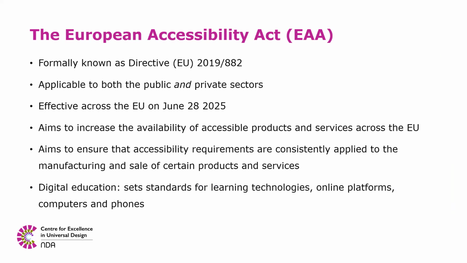Another reason to design for everyone is the European Accessibility Act, or the EAA. This is an EU directive that introduced mandatory accessibility requirements for certain products and services across the EU. It's applicable to both the public and the private sectors, and it came into effect across the EU in June of this year. Its aims are to increase the availability of accessible products and services across the EU, and also to ensure that accessibility requirements are consistently applied to the manufacturing and sale of certain products and services.